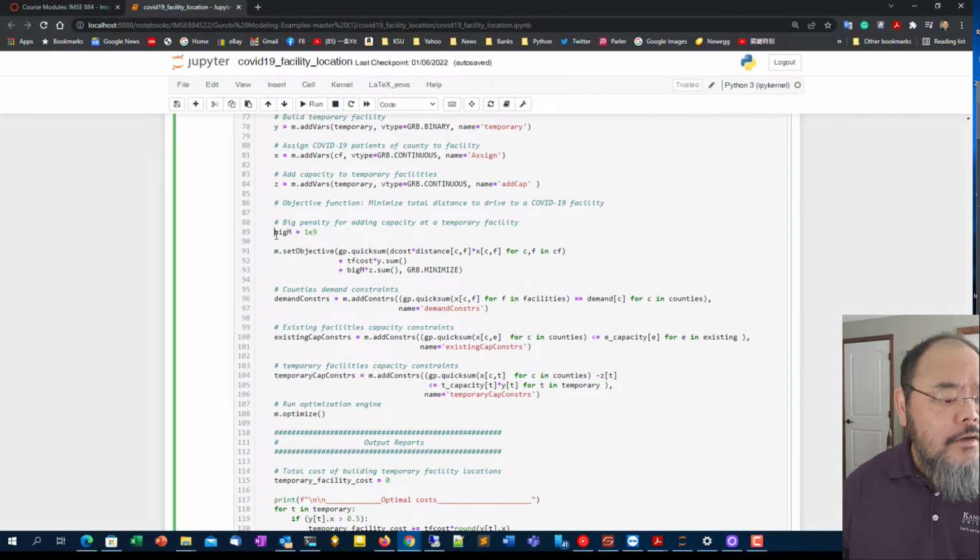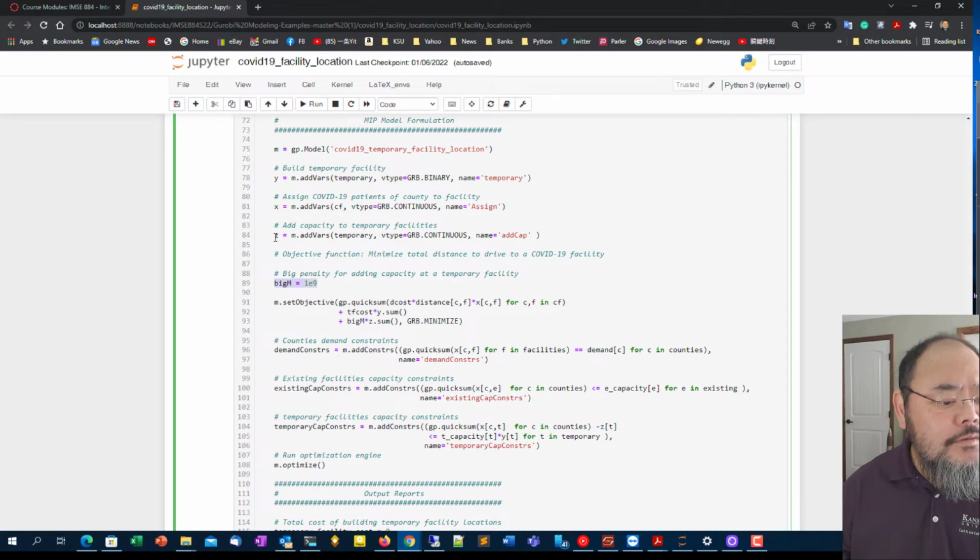Of course, we have a big M, 10 to the ninth, as one of the big Ms. So we're basically trying to force Z to 0 unless it's necessary. Later on, we'll show you how the big M can be changed if the current assignment is not able to satisfy the total demand.